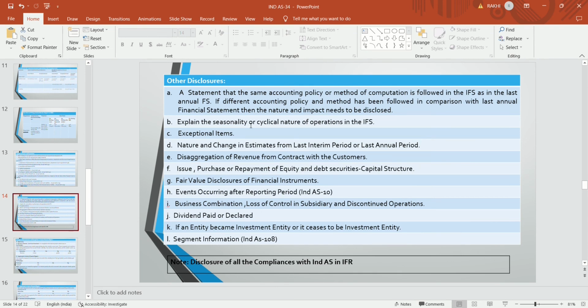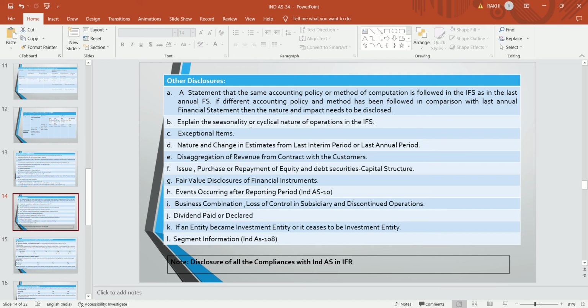Other disclosures are a statement that the same accounting policy or method of computation is followed in the interim financial statement as in the last annual financial statement. The same or consistent accounting policies or computations are to be followed in the interim financial reporting as they had followed in their annual financial reporting. But if they adopted a different accounting policy in comparison to the last annual financial statement, the nature and impact of such change is required to be disclosed.